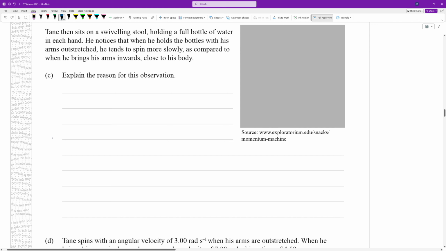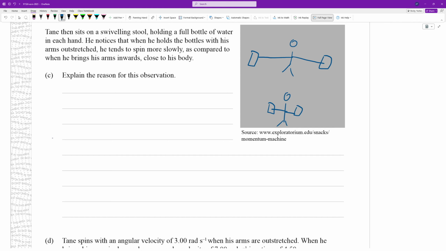Let's move on. So Tane then sits on a swiveling stool. So I hope you got the chance to do this practical whatever school you're at, holding a full bottle of water in each hand. So he starts with his arms extended, and then he pulls his arms in, and he notices as he pulls his arms in, he spins more quickly. When he puts his arms out, he spins more slowly. So explain the reason for this.